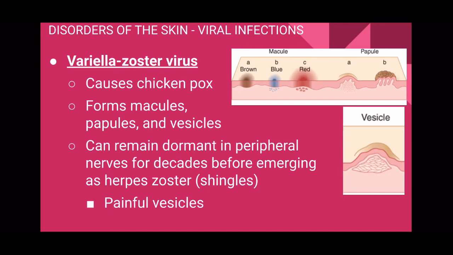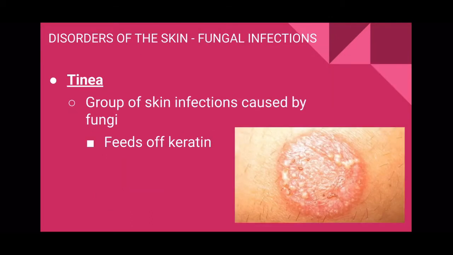Like we've talked about before, the virus can then remain dormant in the peripheral nerves for literally decades before it erupts again as the more painful vesicles of herpes zoster, which you should know as shingles, because we have talked about that before. That's it for viral infections.